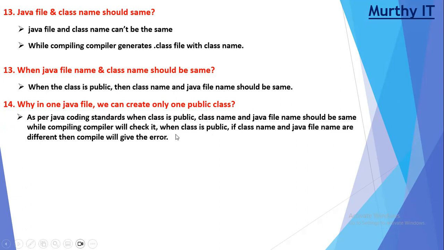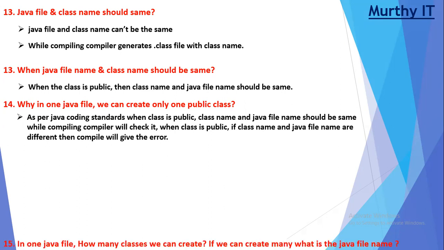The compiler checks when the class is public. If the class name and Java file name are different, then the compiler throws an error. If they are the same, it is okay. So that is at the compiler level. It is a coding standard, and they defined it like that.